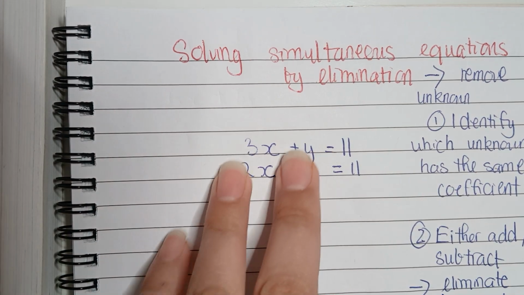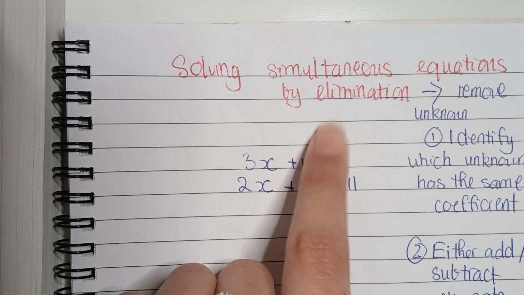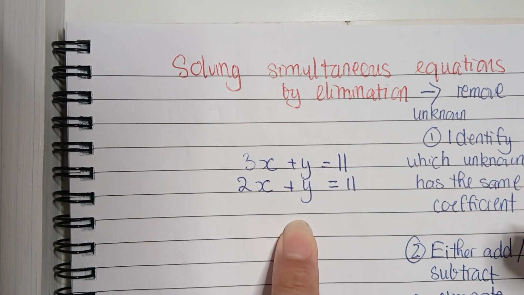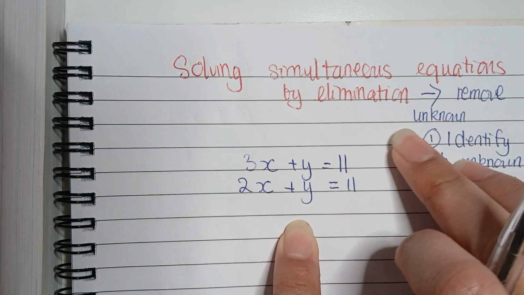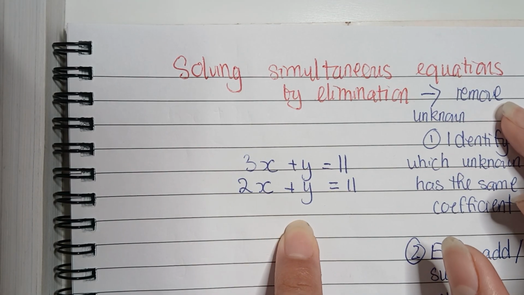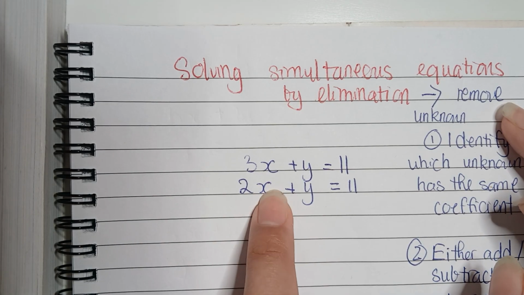Hi class. So this is the second method. It's called elimination. We're going to learn how to solve simultaneous equations by elimination method. So what does it mean? It means that you're going to remove one of the unknowns, either x or y.